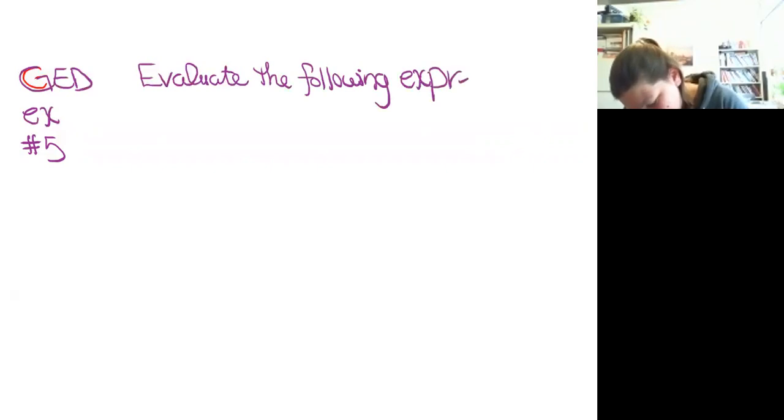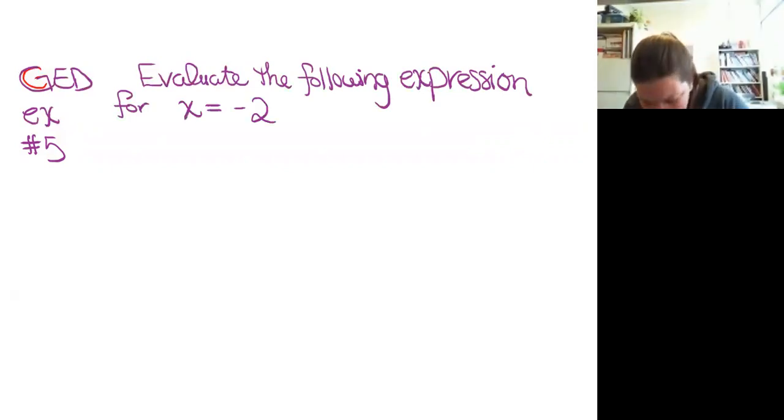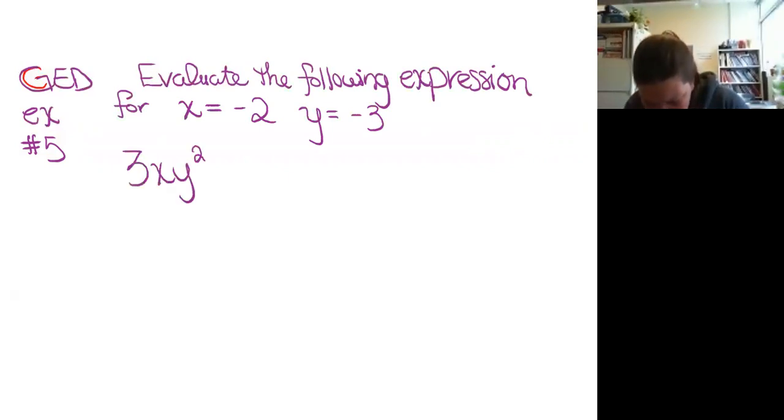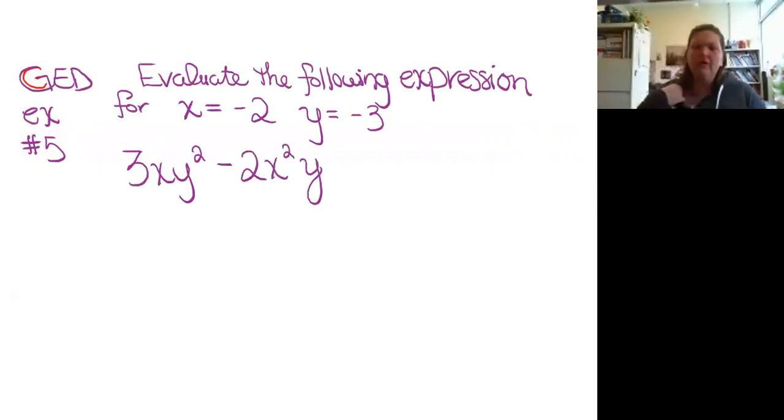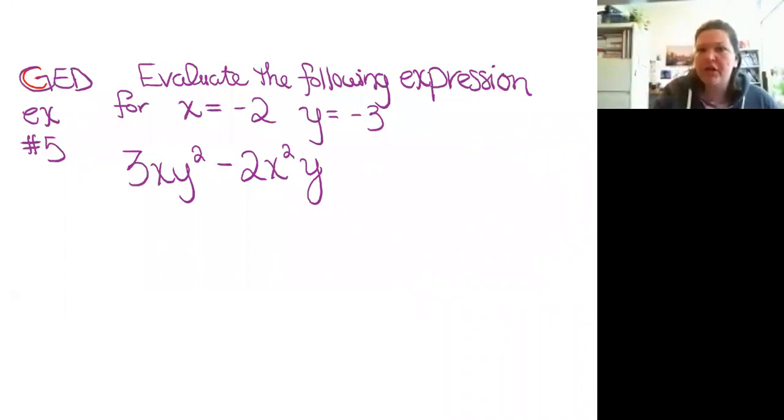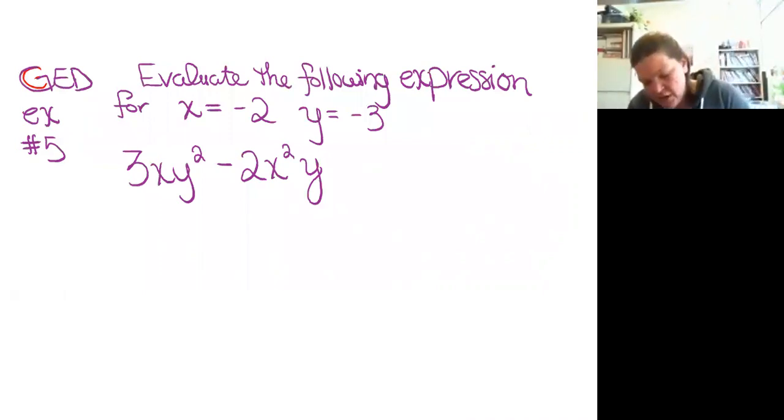So we're going to evaluate the following expression for x is equal to -2 and y is equal to -3. And let's do 3xy squared minus 2x squared y. So once again, if you had this on the GED, you would have a calculator to do your number crunching. The only thing you got to know how to do is substitute, plug in those values, okay? So that is what we'll do.